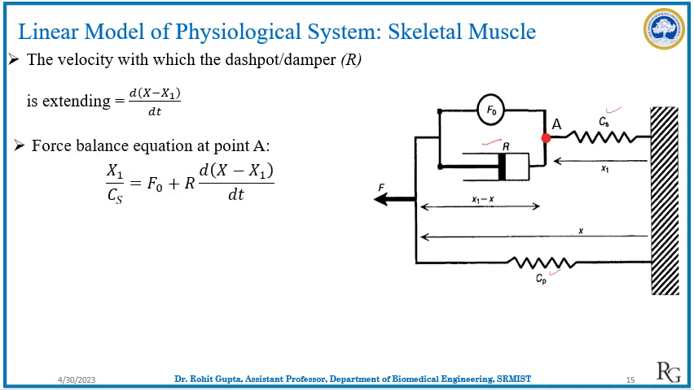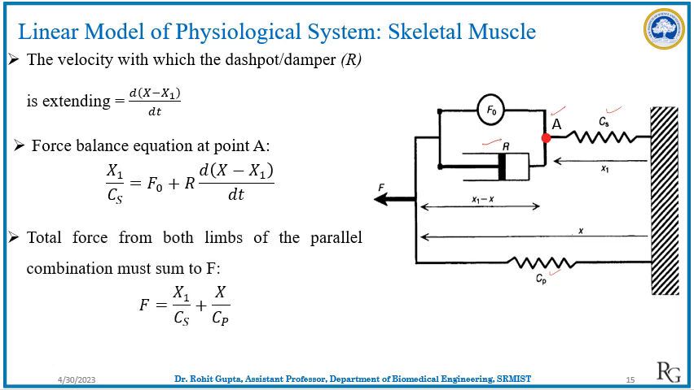And if we balance the force at this particular point, we will get the force balance equation, that is x1 by Cs is equal to force F naught plus R times the velocity of this particular damper, and that is d by dt of x minus x1. And also if we see the total force in both the limbs or both the branches, we can get the total force F is equal to x1 upon Cs plus x upon Cp.